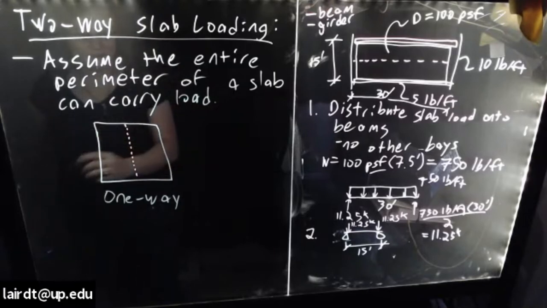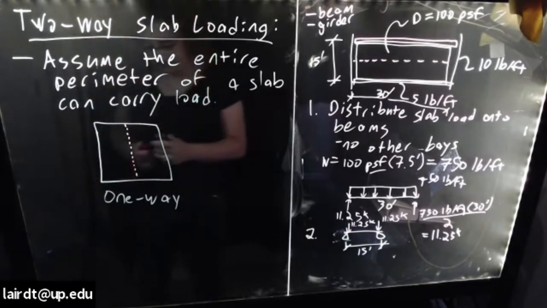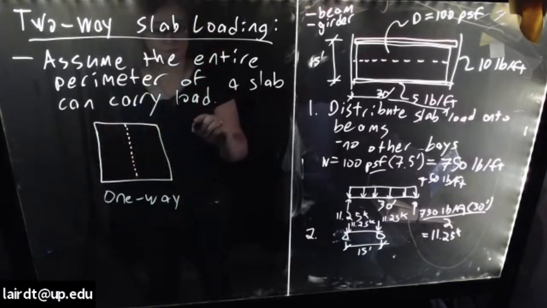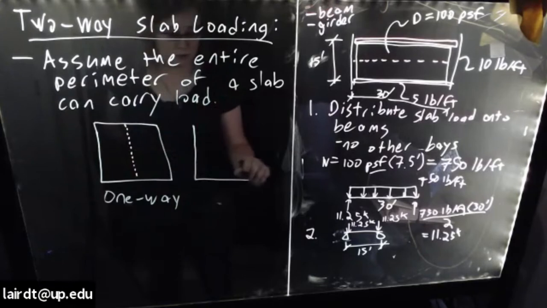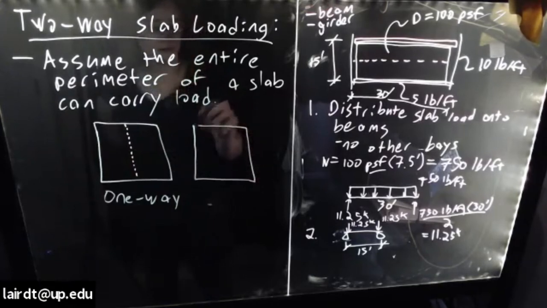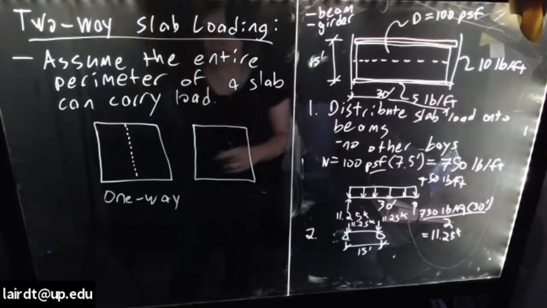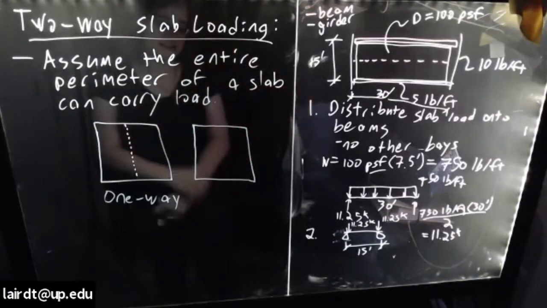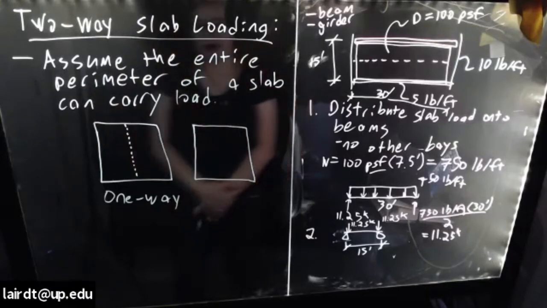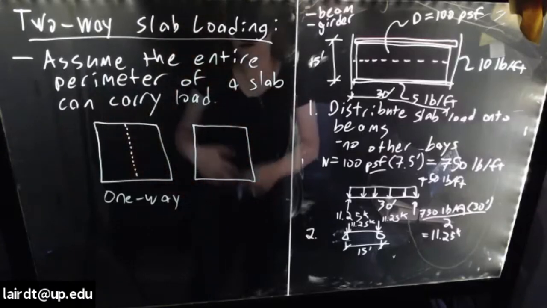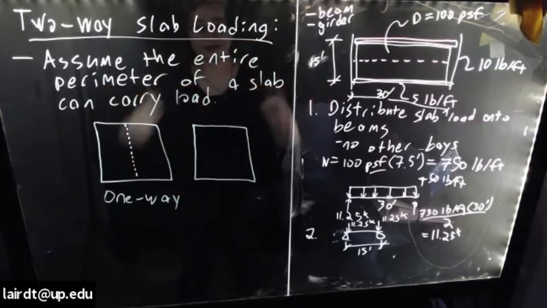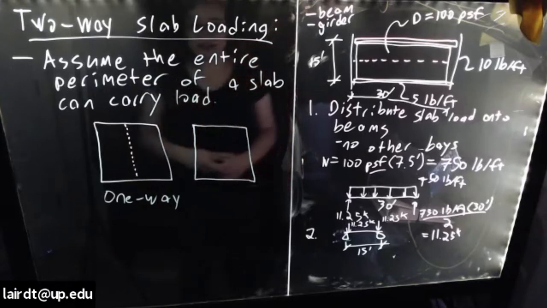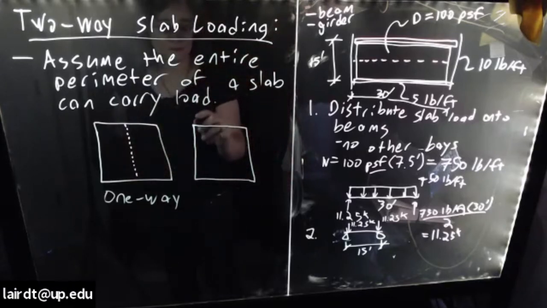And half the load would go to the beam on the left and half the load would go to the beam on the right. However, if we have two-way loading, we assume that there are beams all along the perimeter of the slab, or if you have a more complex column grid, you'll assume that there are beams between every column and each one of those can carry distributed load or can gather load. So you'd end up with something more like this. Okay, think about this for a moment.